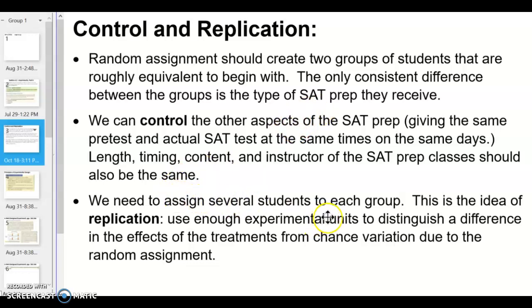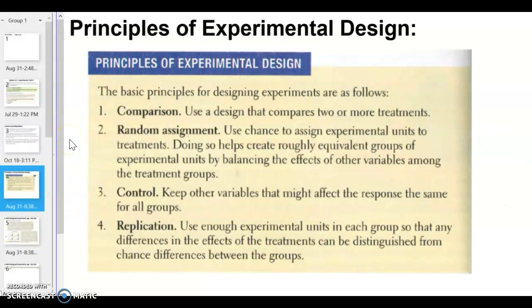And then we need to assign students to each group. This is the idea of replication. You're not just doing it for 1 or 2 people, you're doing it for 25. Now, if we really want to replicate it, we should then repeat the process maybe next year and the following year. Don't just go by 25 students compared to another 25. But for right now, that is replication.